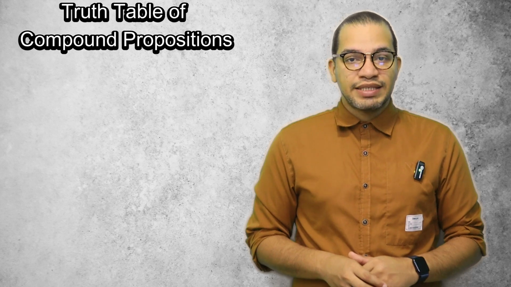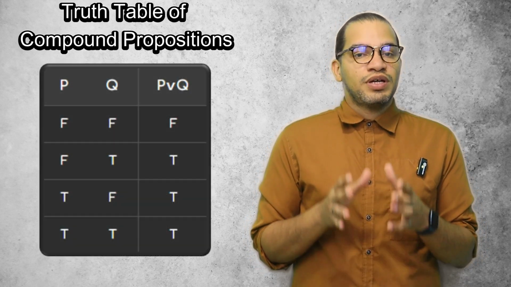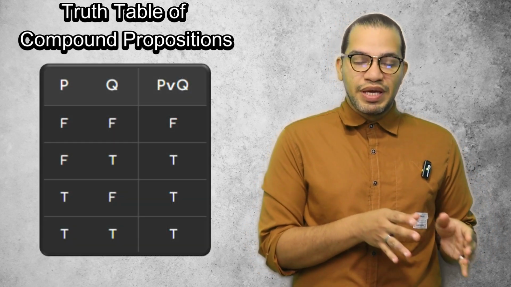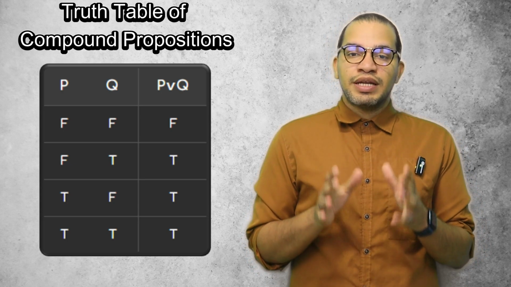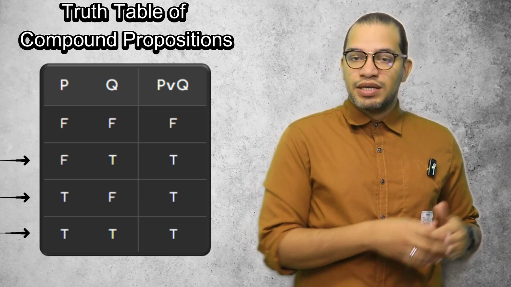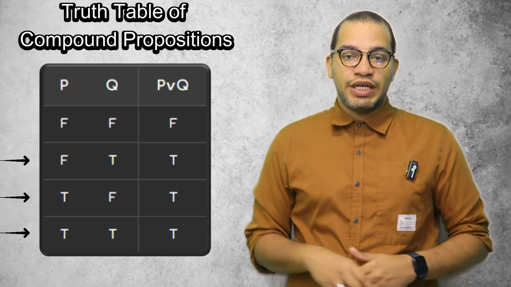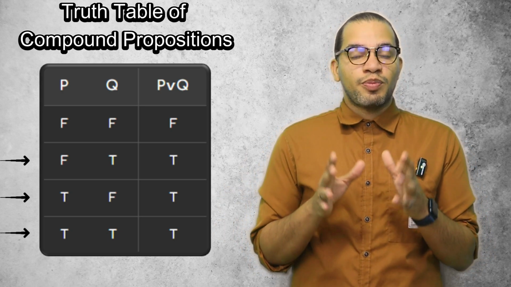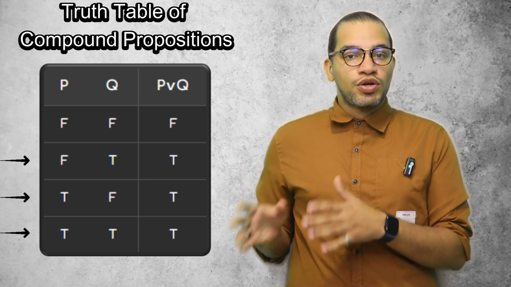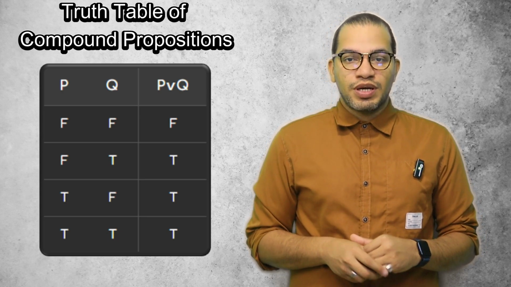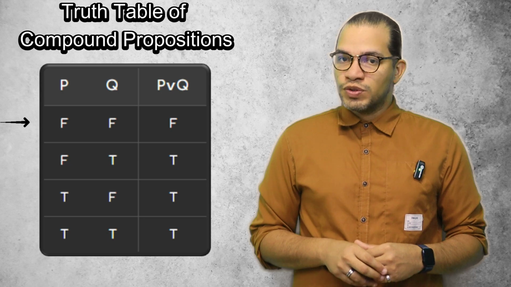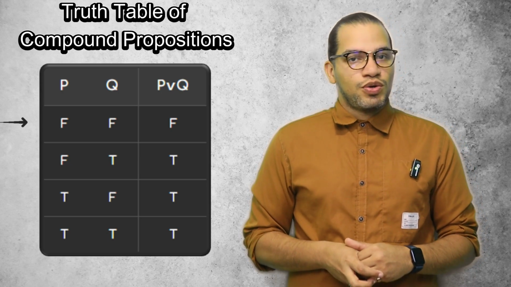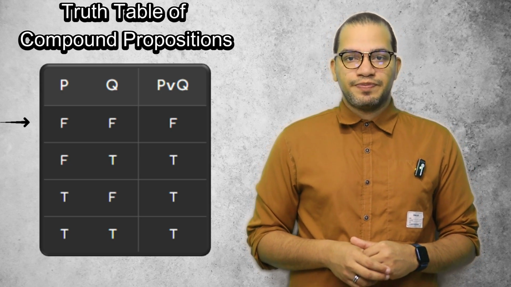Now let us analyze the truth table of the propositional formula P or Q, meaning disjunction. Now, if either P is true or Q is true, then the propositional formula P or Q is true. However, if P and Q are both false, then P or Q is also false.